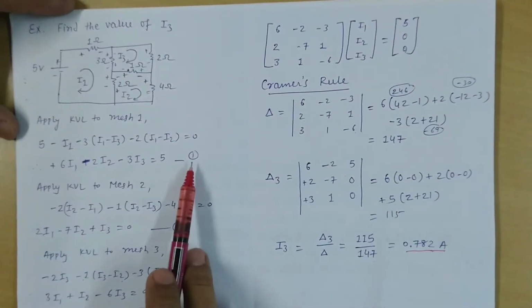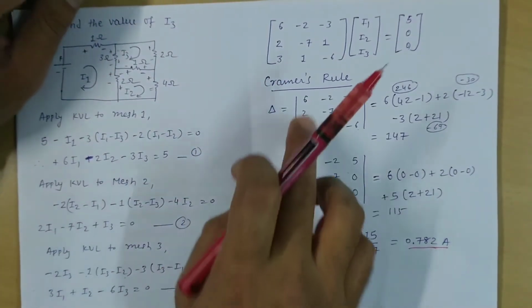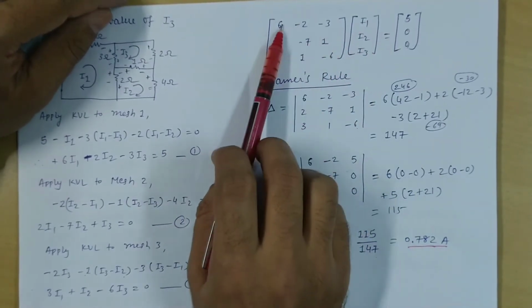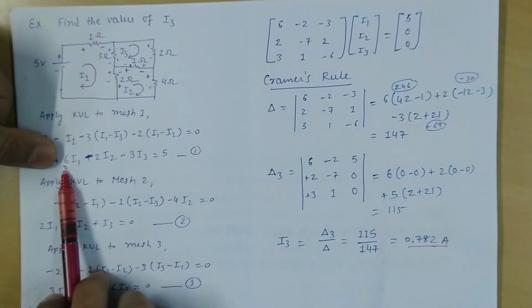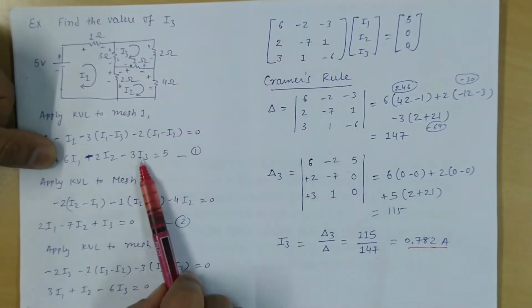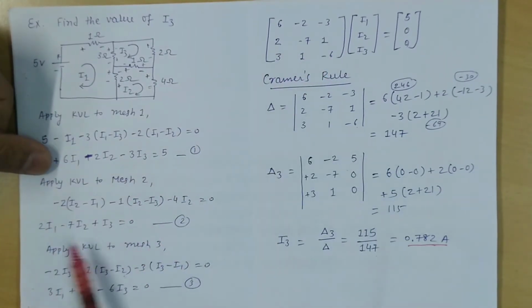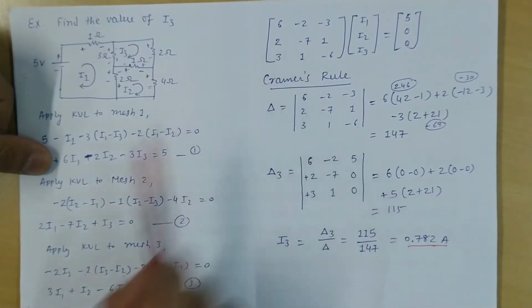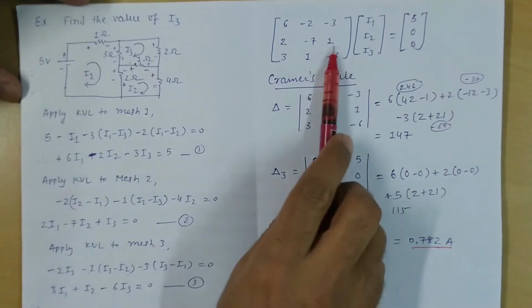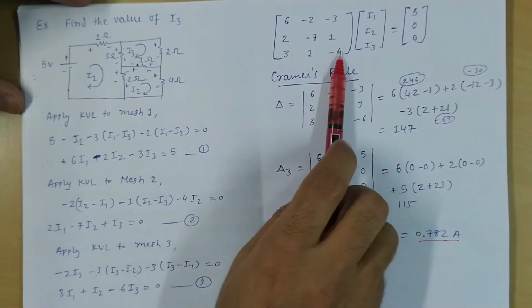So we got equation 1, 2 and 3. Now these equations are put into the matrix form. So we get the matrix like this. I1 is multiplied by 6, that's why 6. I2 is multiplied by minus 2, that's why minus 2. I3 is multiplied by minus 3, that's why here minus 3. Same way, this is having 2I1, that's why 2, minus 7I2, minus 7, plus I3, that's why 1, 3I1, I2, and minus 6I3.